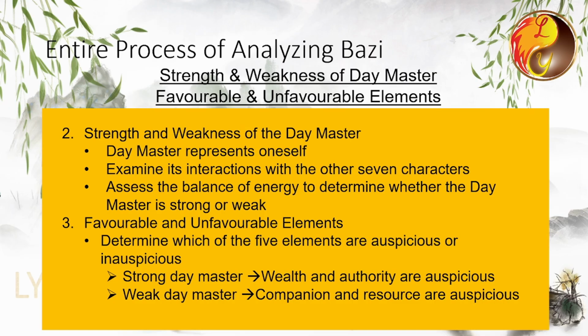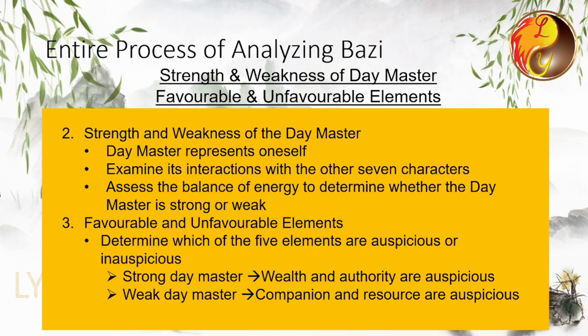The second step is to determine the strength and weakness of the day master. In the previous lesson about Bazi, I believe everyone has understood its principles. The day master represents oneself, and we need to examine its interactions with the other 7 characters, assessing the balance of energy to determine whether the day master is strong or weak. Once we have assessed the strength and weakness, we can identify the favorable and unfavorable elements for the individual.